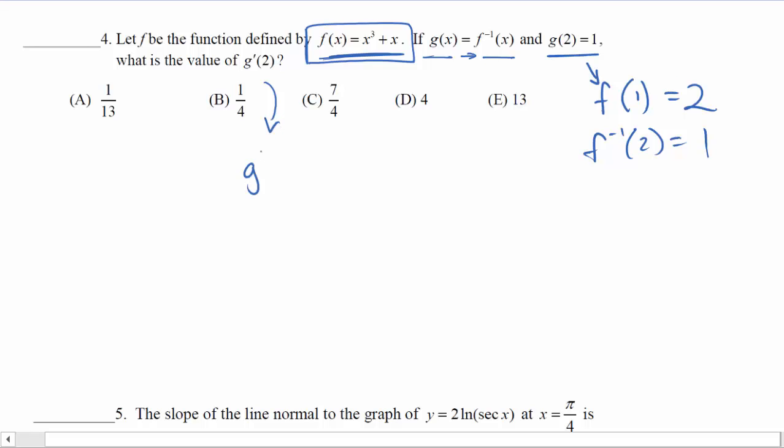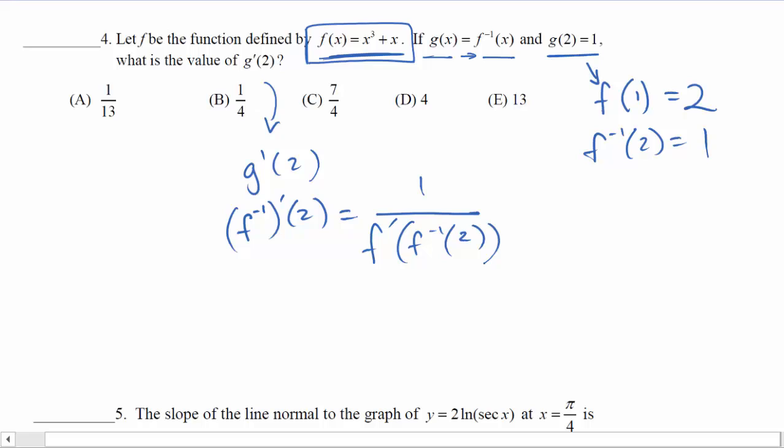Now it's looking for G prime of 2. But because the original function was in terms of f, G is the inverse of f, and I should be using some sort of formula that I was taught: 1 over f prime of f inverse of 2. Well, f inverse of 2 equals 1, so this is pretty easy. 1 over f prime of 1.